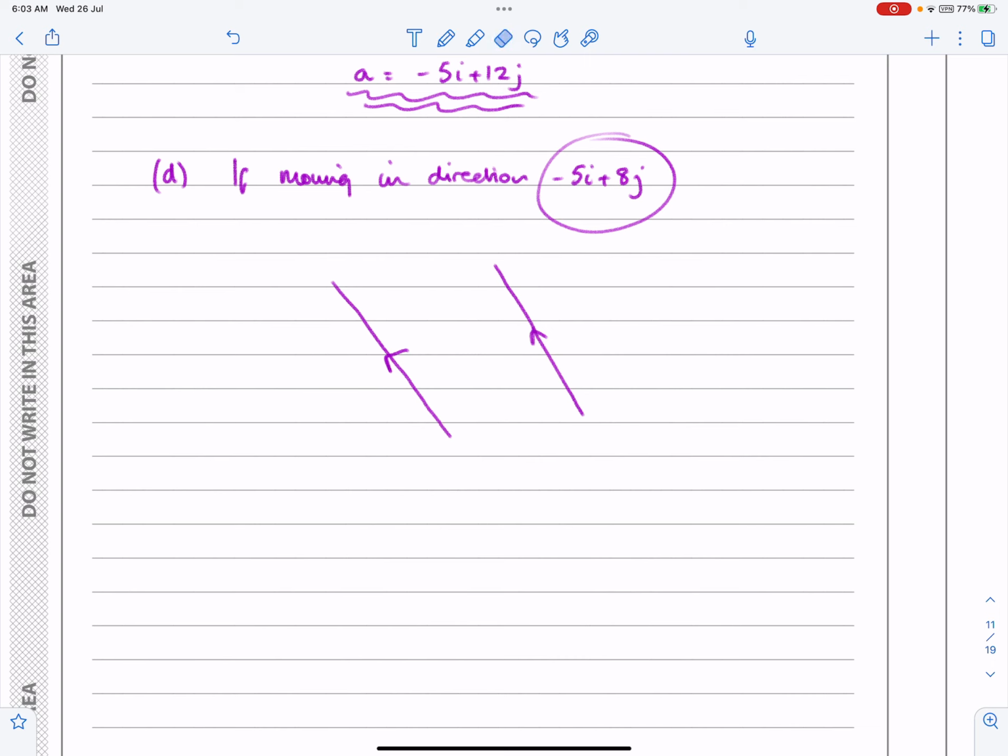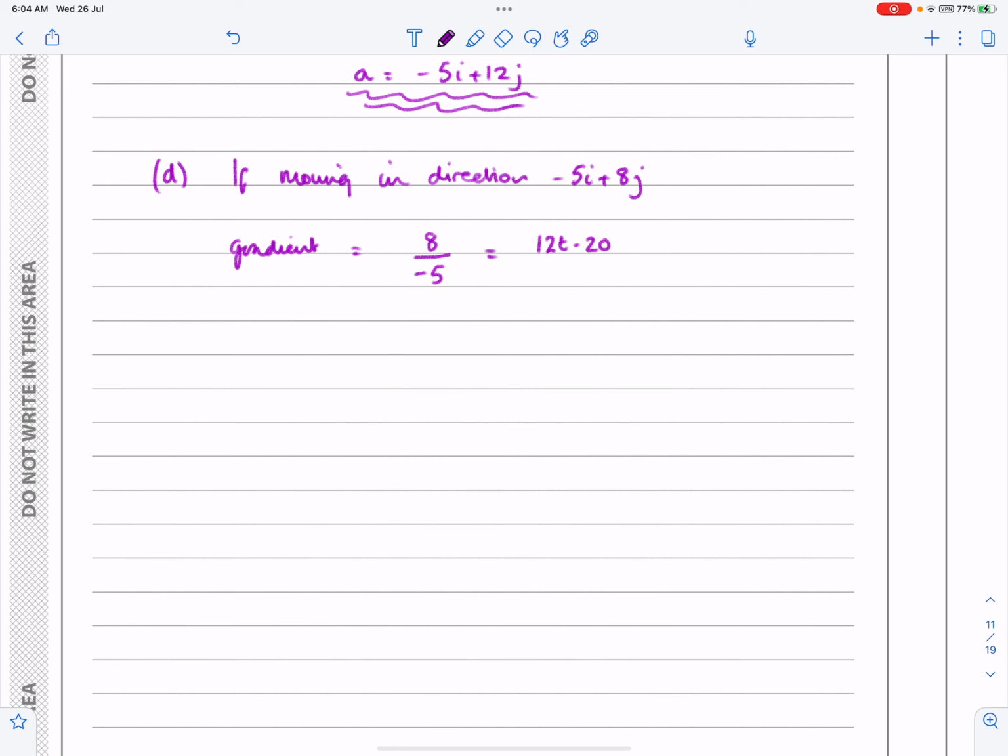Well, I'm stumbling over that. Let's make it a bit clearer by doing this. For the vector minus 5i plus 8j, the gradient is equal to 8 over minus 5. Well, that's the same as the gradient for my v, which is (12t minus 20) over (7 minus 5t).